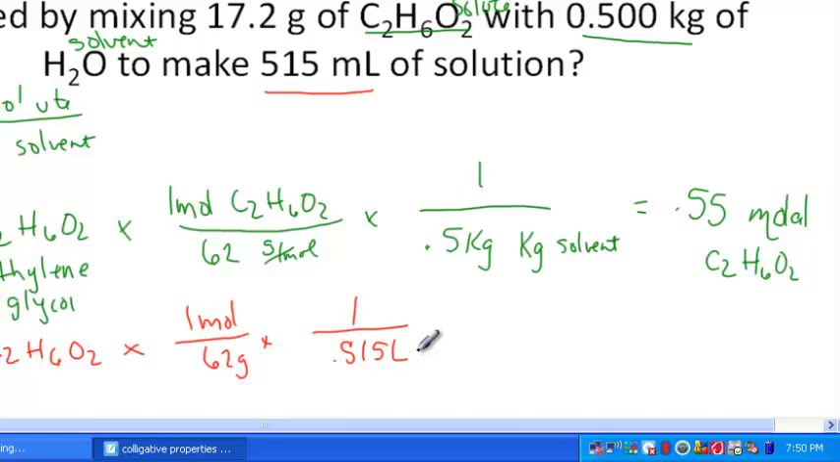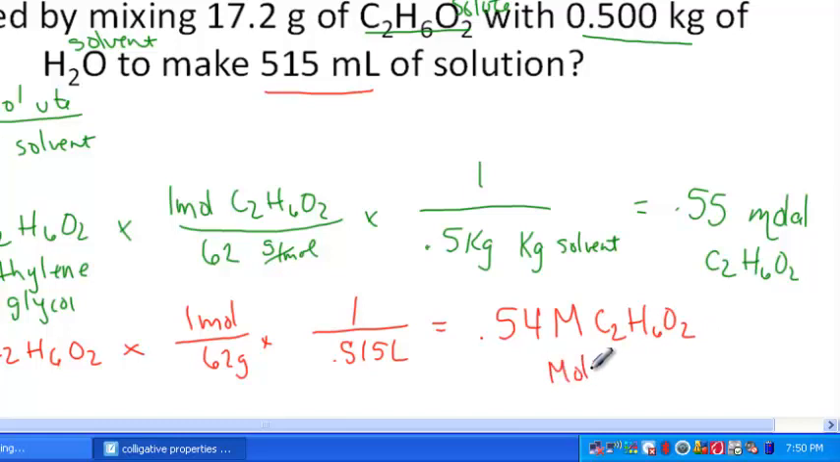So 0.515 liters, and I can hit that for us. 17.2 divided by 62, divided by 0.515 liters, I get 0.5386. I'll carry 2 decimals. Big M, molar units of ethylene glycol.